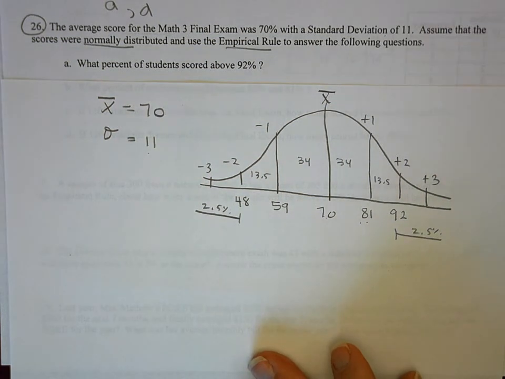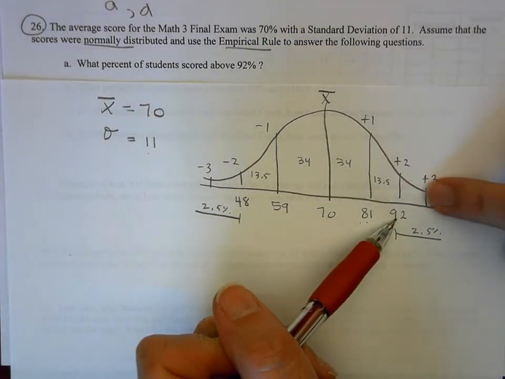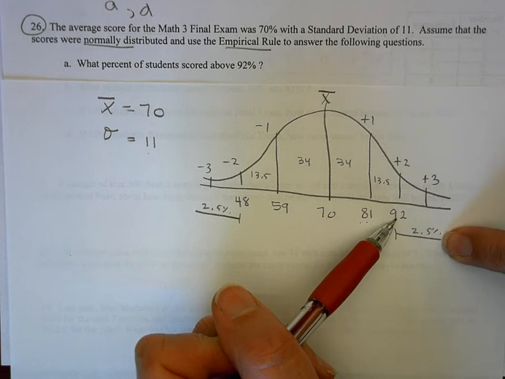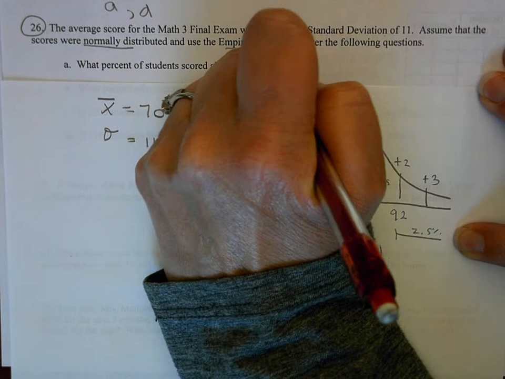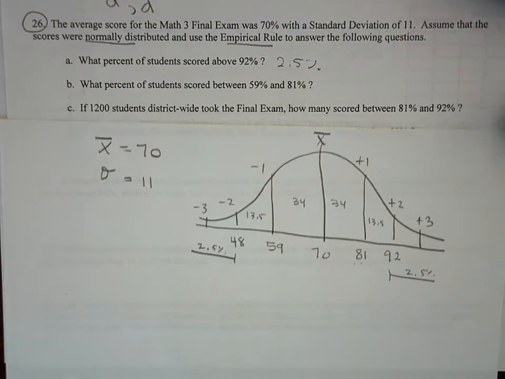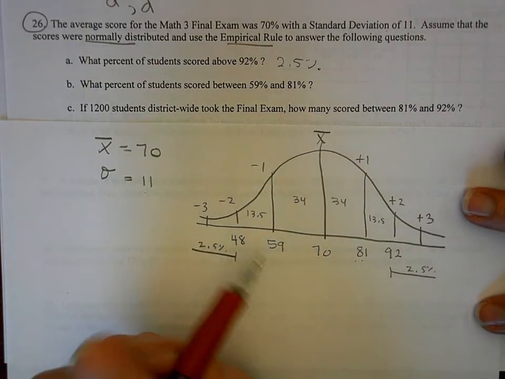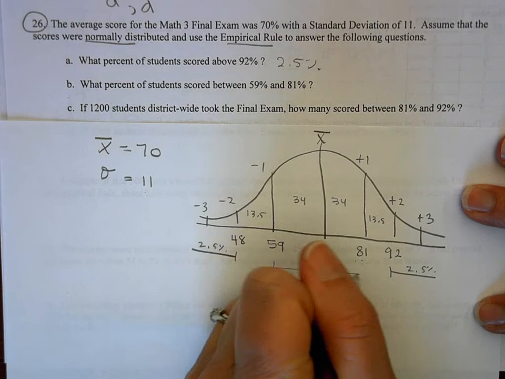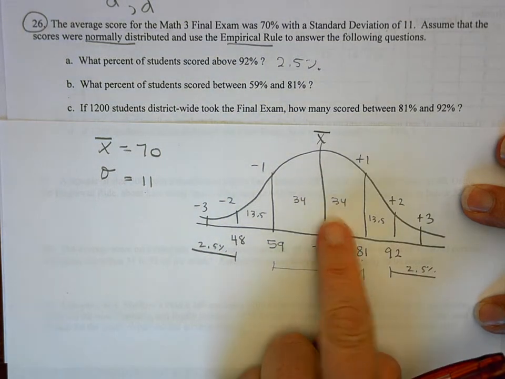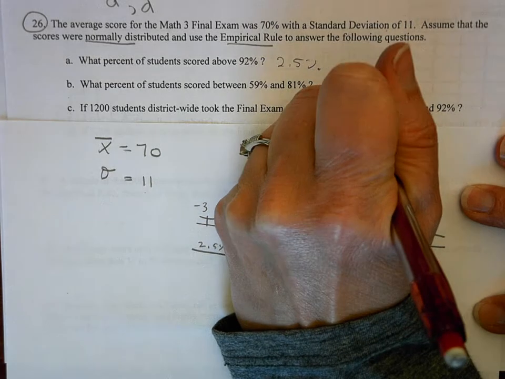So it's asking what percent of the students scored above a 92%. So a 92 score, and then above it meaning going this way, so that means 2.5% of the students scored above a 92. Okay, and then for part B, what percent of students score between a 59 and an 81? So between a 59 and an 81 is 34 and 34, so that would be 68%.